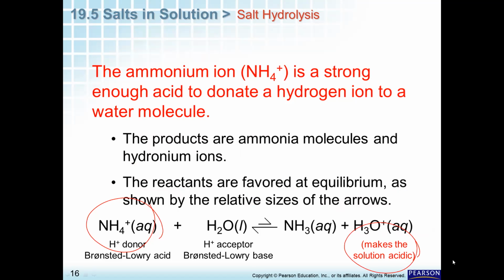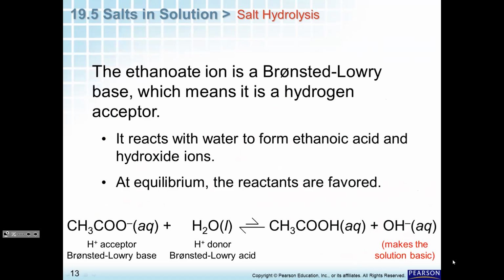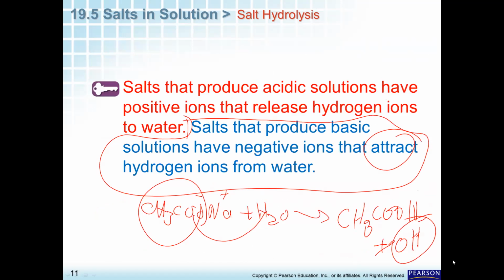Okay? Now, let me take you back over here, because now with these two equations, I hope that you understand the meaning of these two sentences. When we have a salt that is formed from a reaction of acid and base, the salt is made from an anion that is coming from the acid and a cation that is coming from the base. We agree about that, right?